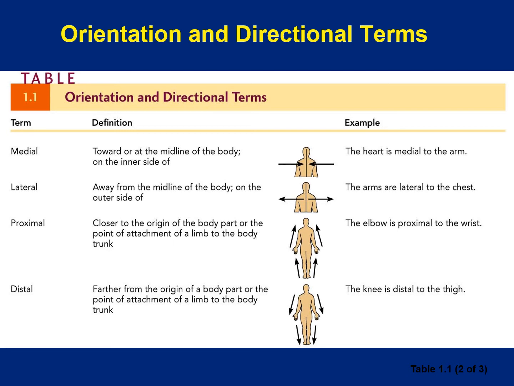If you're talking about something on an arm or a leg, you're going to use proximal and distal. So medial means close to the spinal cord. Proximal means close to like your shoulders or your hips, the body attachment point. So your elbow is proximal to your wrist. Your elbow is closer to your shoulder than your wrist is. While your wrist would be distal or further away from the point of attachment.